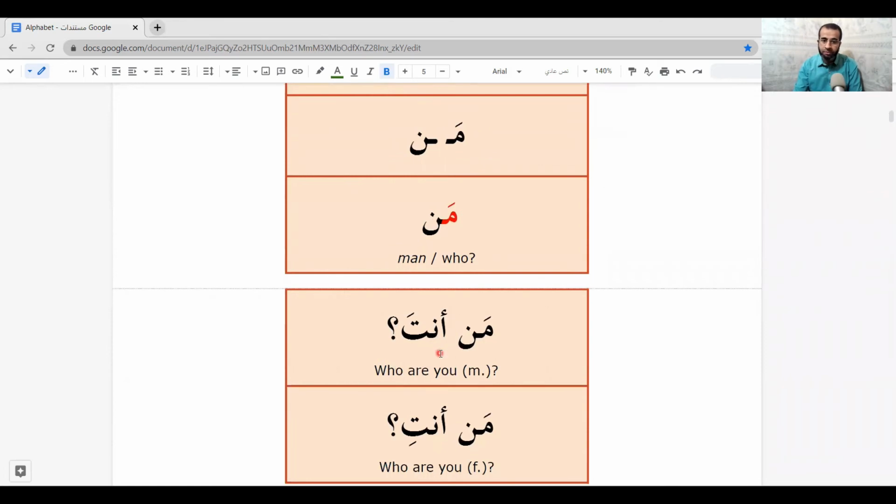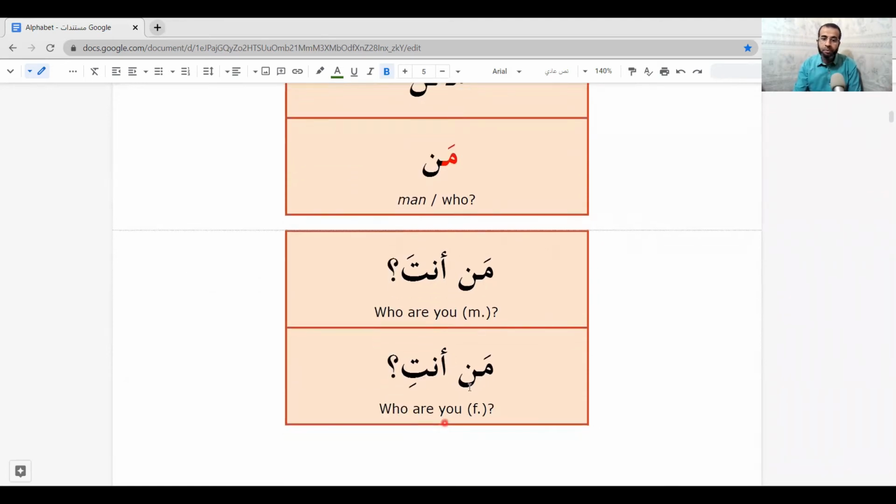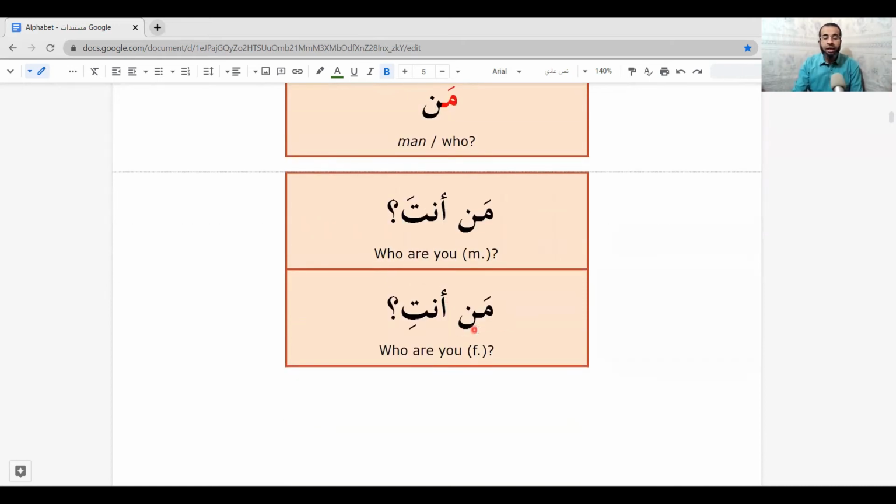Can you read this question? And this as well? Two words here. Man anta. Who are you, for male? So you can answer saying I am, ana, and then you mention your name. And for female, I ask man anti. Who are you? And you can also answer saying ana. So ana is used for both male and female, but anta means you male and anti means you female.